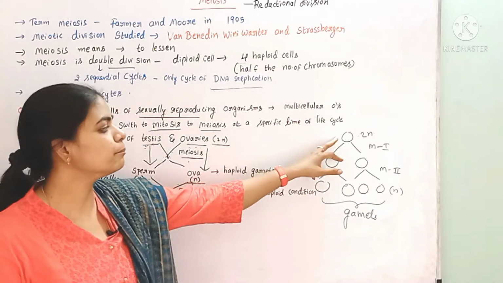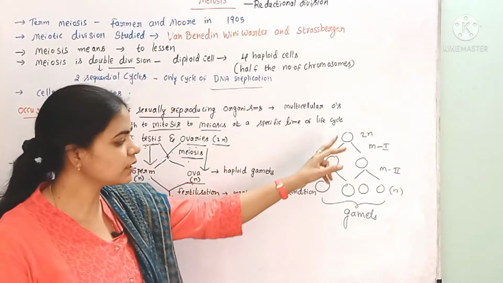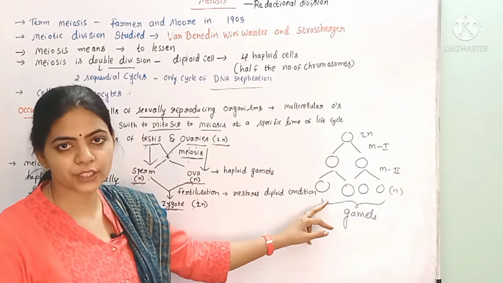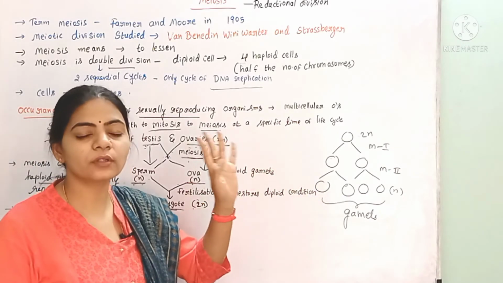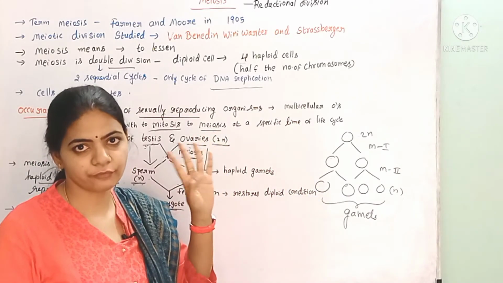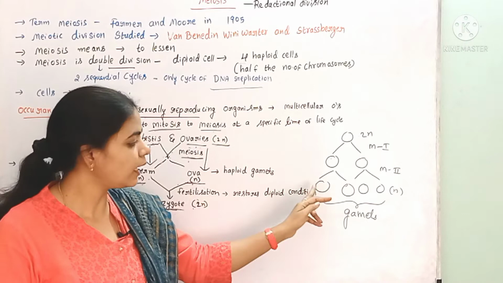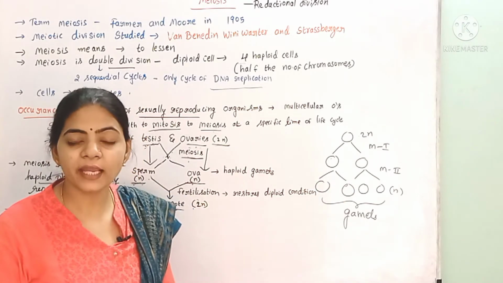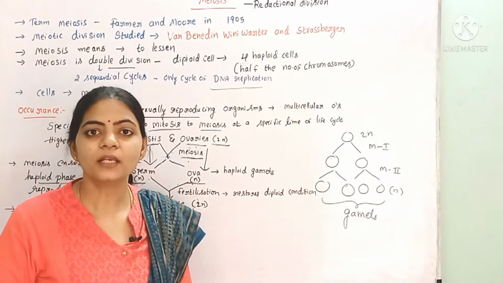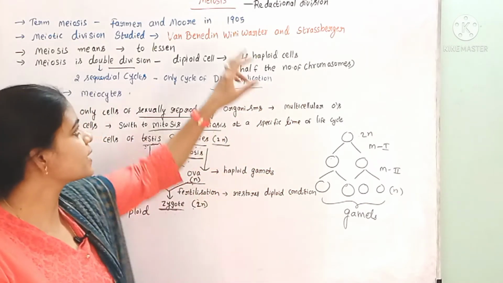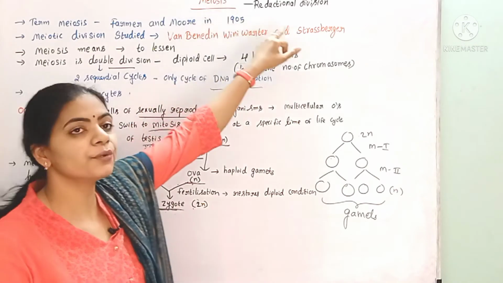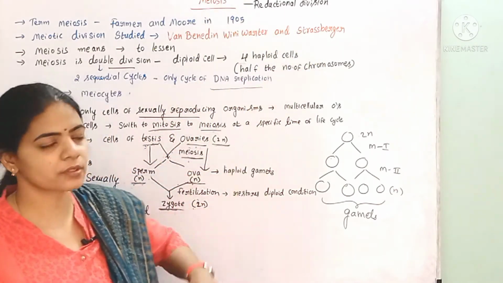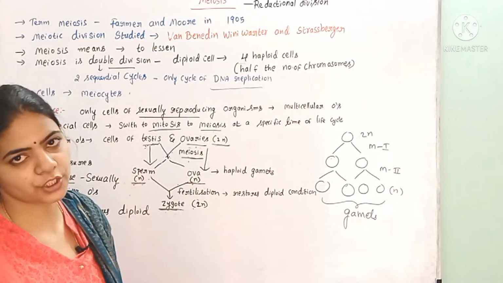That means the parent cell is in diploid condition and the daughter cells are in haploid condition. The number of chromosomes is reduced, and here four daughter cells are generated, and those daughter cells have half the number of chromosomes. Hence, meiosis is otherwise called reductional division. So, what is another name for meiosis? Reductional division. The number of chromosomes is decreased or reduced. Hence, it is a reductional division.